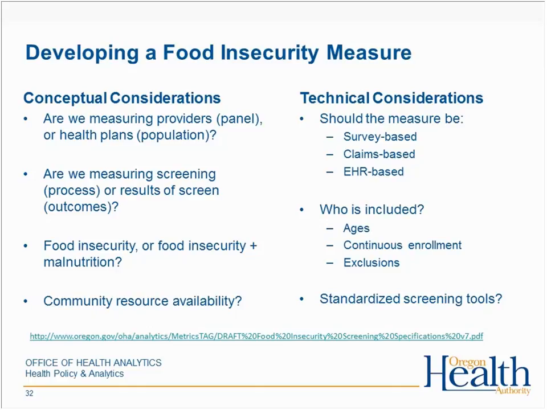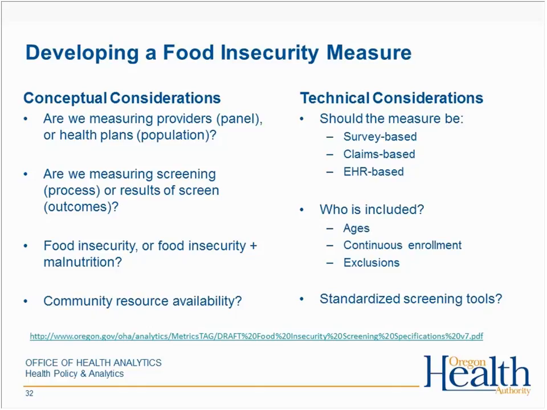We also talked about whether this should be focused on adults, children, the whole family. How do we link children and their parents or their caregivers in our data? How do we do that for measurement? Who should be excluded? And then standardized screening tools.